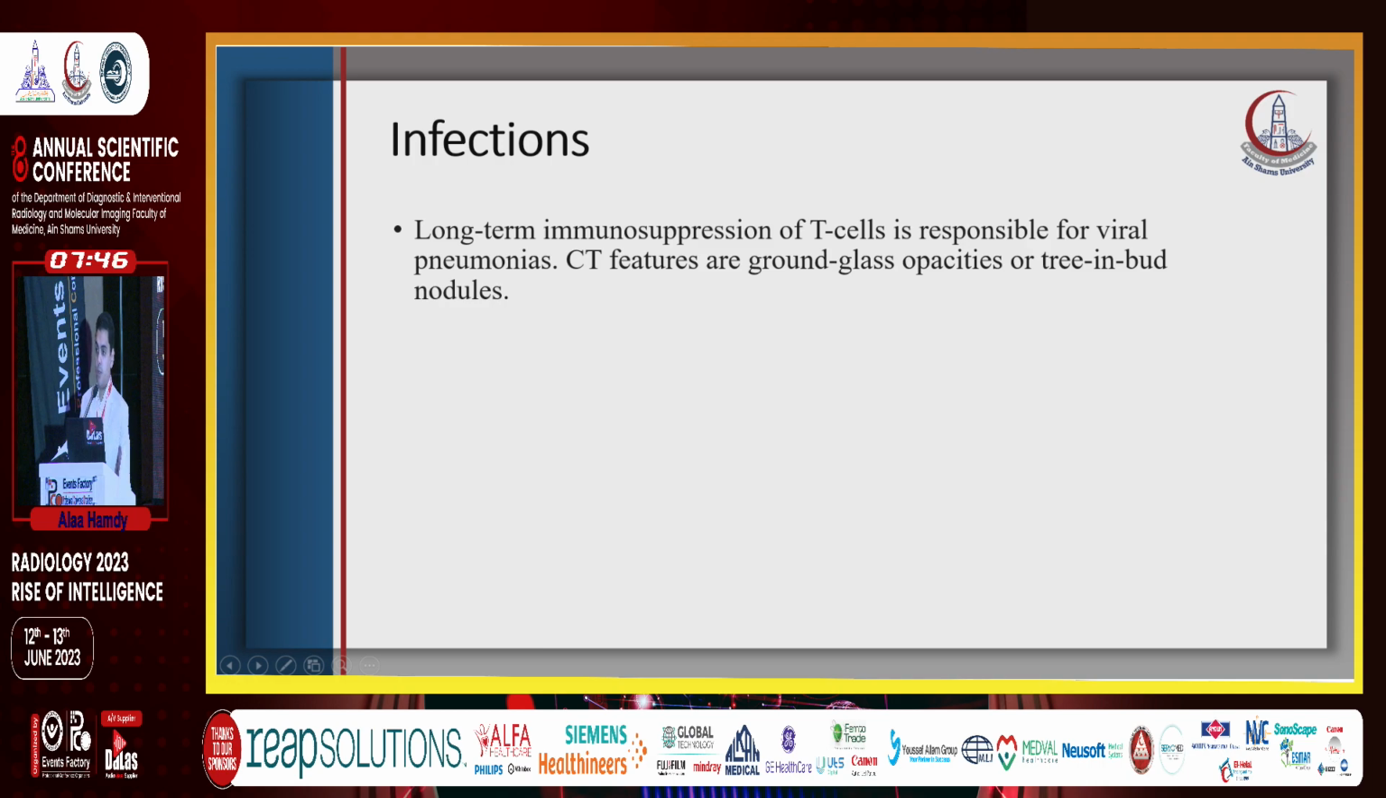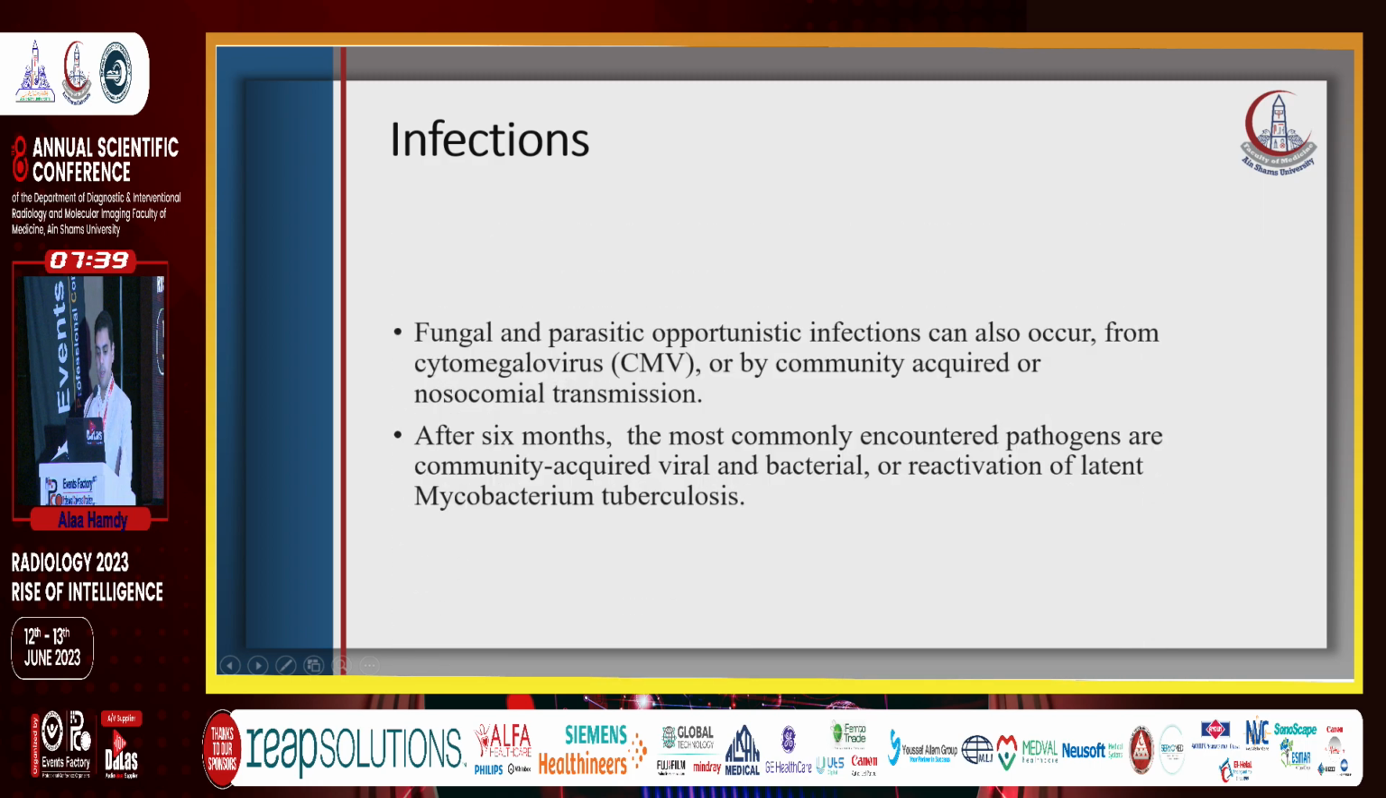Long-term immunosuppression of T cells is responsible for viral pneumonia. CT features are ground glass opacities and tree-in-bud nodules. Fungal and parasitic opportunistic infections, either cytomegalovirus or community-acquired or nosocomial infection.